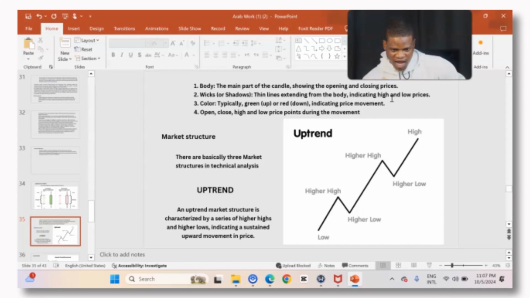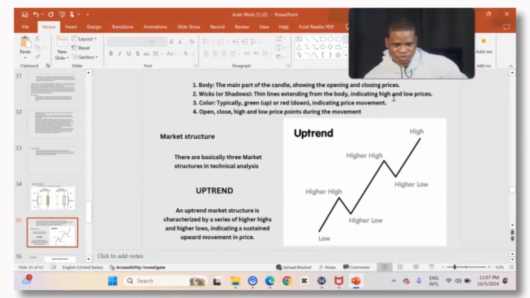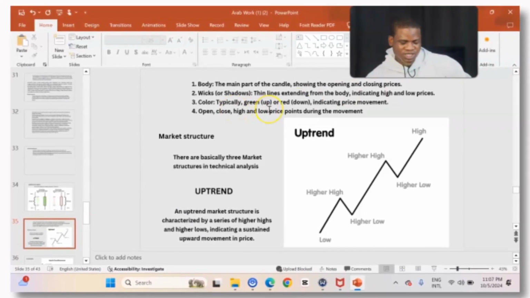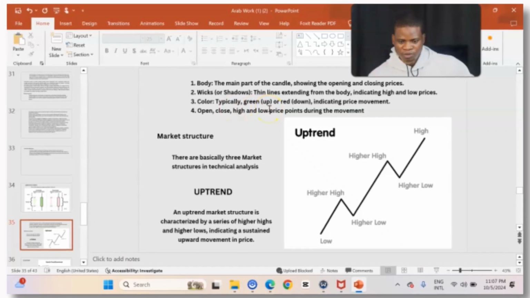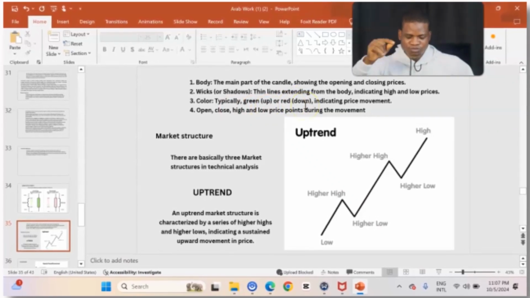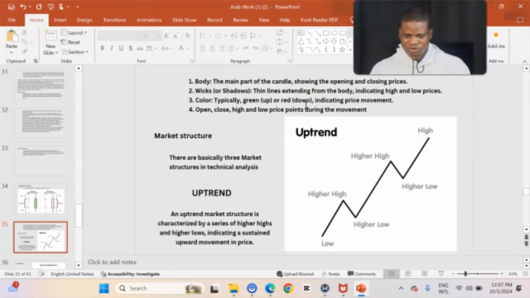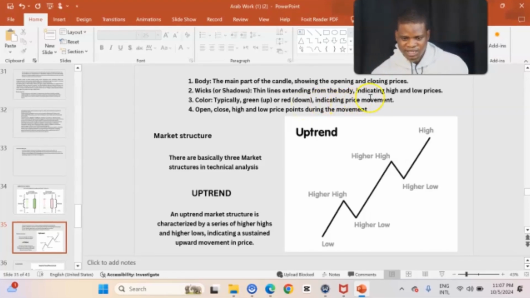Sometimes some candles don't have wicks or shadows. Color is typically green, which means price is going up, or red, which means price is moving down during that particular movement or time frame, indicating price movement. Then OHLC, which is open, high, low and close price points during the movement.